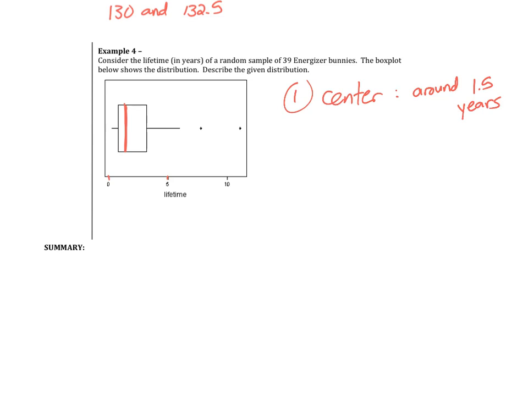Okay. The second thing is find the range. What is the range of this? So the range goes from the smallest number to the biggest number. Now this outlier, these green dots are outliers on the right. They still count as the range. So the range goes from 0, the smallest one is 0, up to the biggest one looks like about 12. So it ranges from 0 to 12 years.